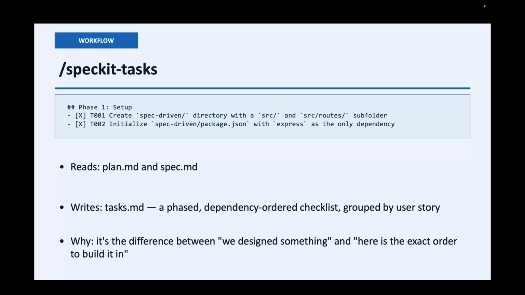The idea of this file is we have this plan that is something that an agent or a human will execute one checkbox at a time, and it's grouped by a user story. And the purpose of this is a big difference between the idea of we design something and here is the exact order in which it was built.